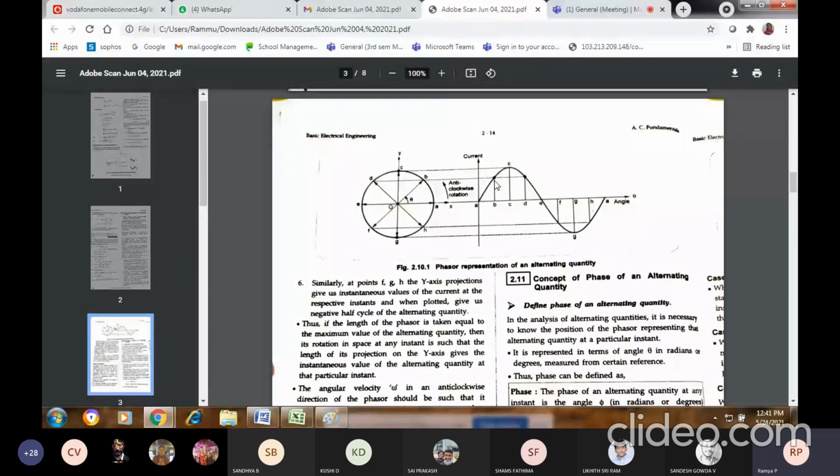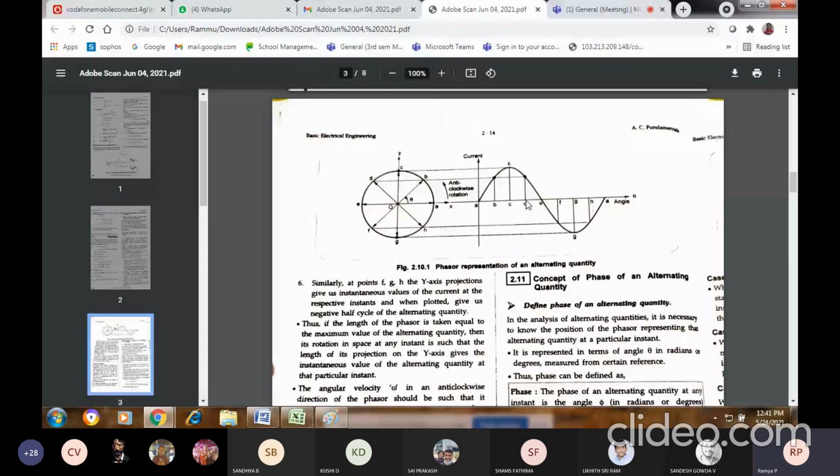I always have the current equation, i equals Im sin theta. Now I will just indicate one point here. Next, at instant C, I'm going to get some current, and at each instant I'm going to get some points.